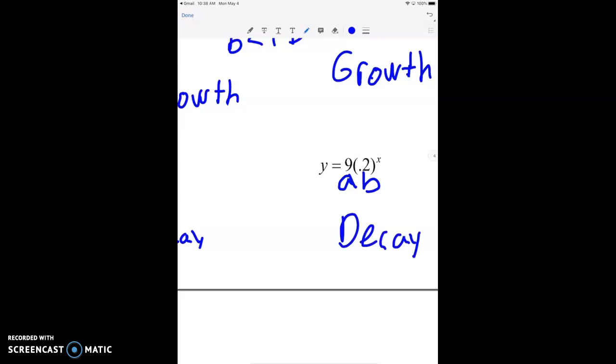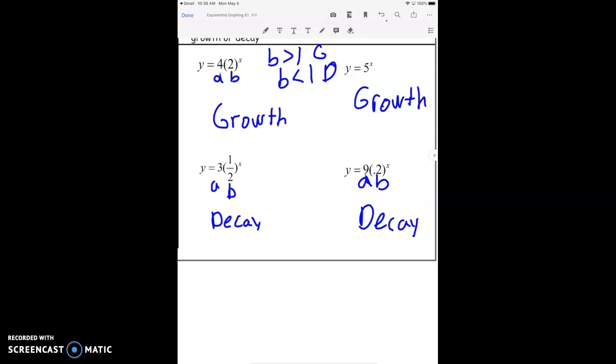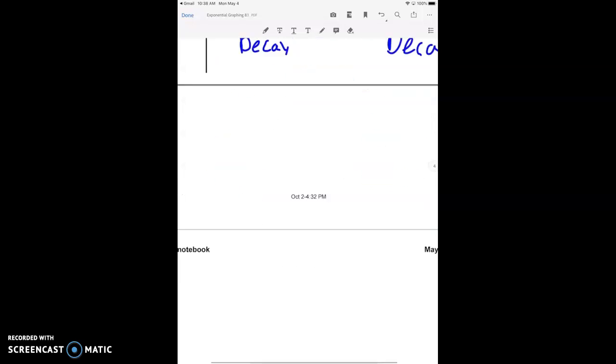Okay, so it should be pretty quick for you guys to identify what it's going to be just by looking at the numbers. That should be something that you should not really have too much of a problem with. You're looking just at the B value, all right?